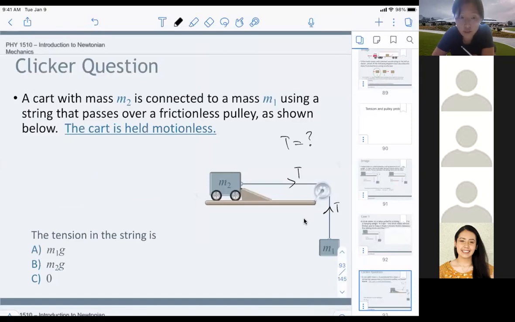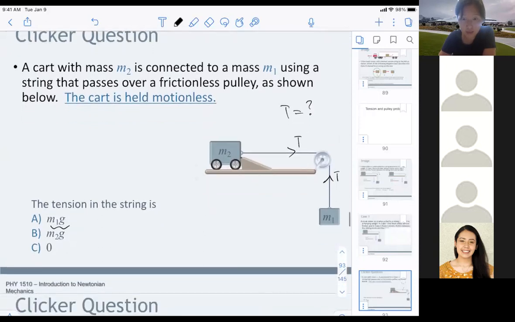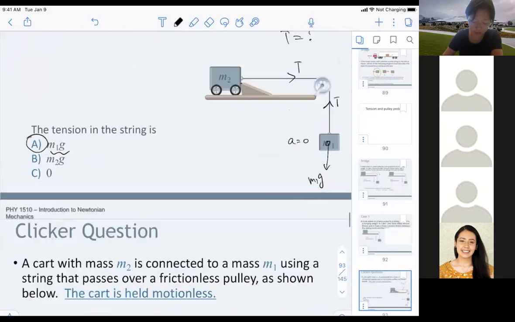To find out what's the tension in the string, we need to focus our attention on the hanging mass, right? As you figured out, M1g is exactly the weight of the hanging mass. So the free body diagram on M1 is M1g, weight pointing down, and the tension pointing up. And the card is motionless, which means this object is also motionless, no acceleration. And the tension has to balance out the weight of M1. A is correct, very good. So it's A, okay? This is a direct application of Newton's second law when everything is balanced.